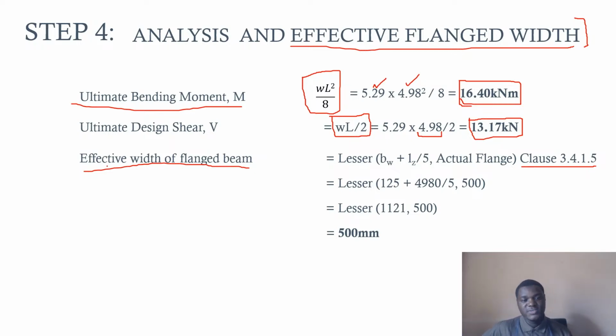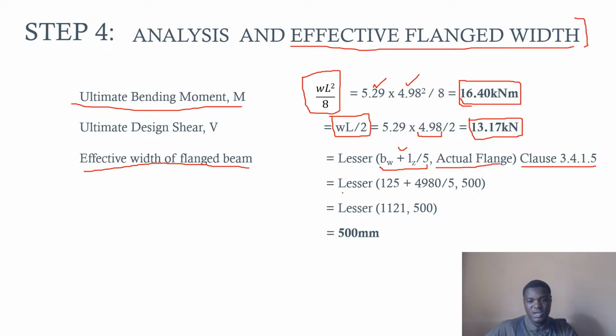The code says for the effective width of the flange beam, you must take the lesser between this formula and the actual flange. The actual flange is the center to center distance between the ribs. Based on our assumption, we assume that 500 is the center to center distance. So whichever is lesser between this formula and the actual flange.